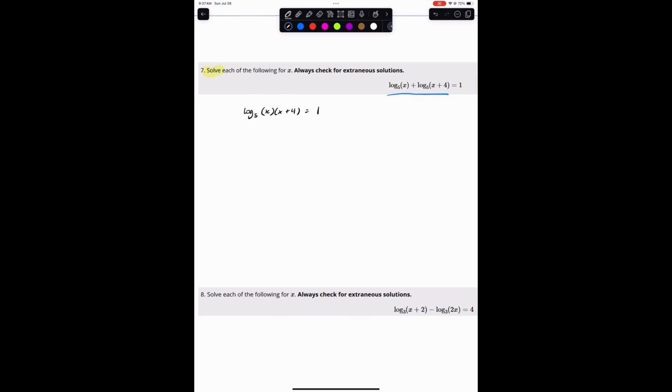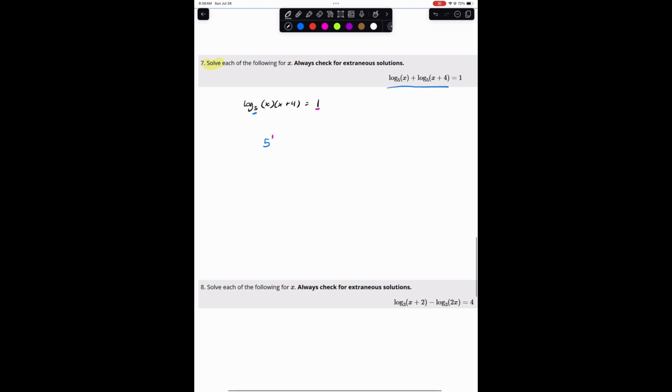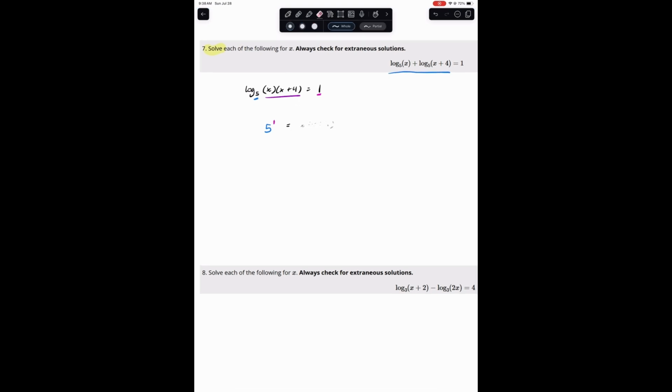Notice that we have the base 5 and the exponent 1, and this will equal our argument, x times x plus 4. We can FOIL out the right side, and we get x squared plus 4x. We subtract 5 on both sides, and we get x squared plus 4x minus 5.